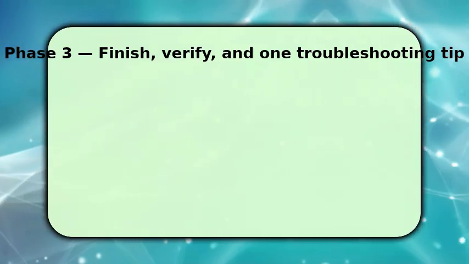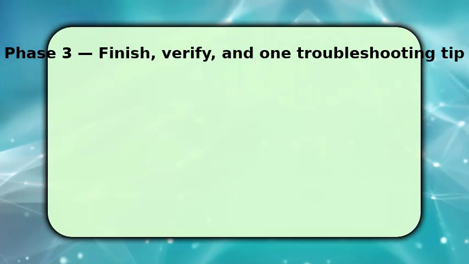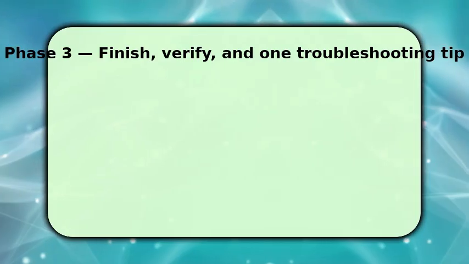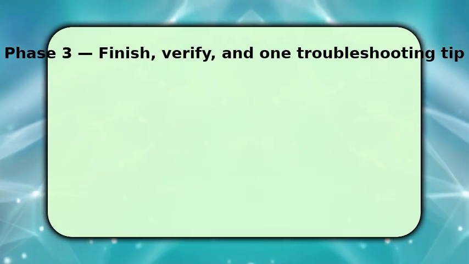If something breaks, the key troubleshooting tip is to check the auth token expiry first. Regenerating tokens resolves most silent failures and gets the whole flows moving again.